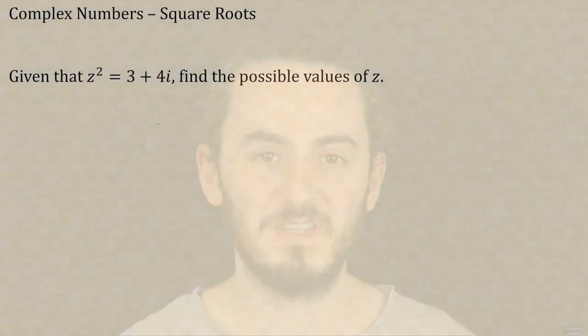In this video, we're going to look at how to find the square root of a complex number. We've already seen that sometimes when you take the square root of a real number, like the square root of -1 or -10, you end up with a complex number. Now we're going to look at how to find the square root of a complex number. Let's have a look at how we do this.